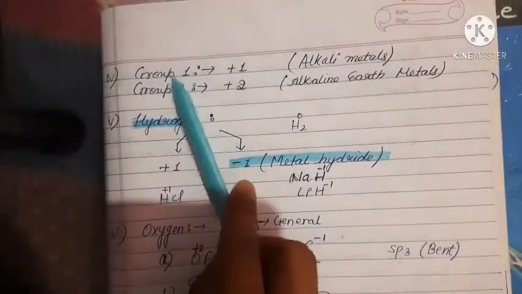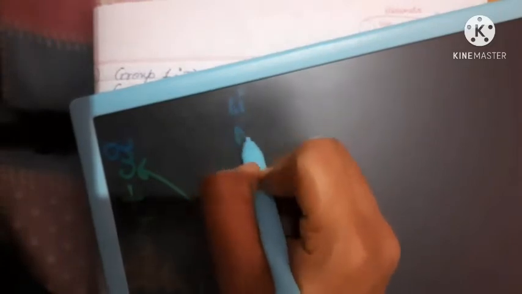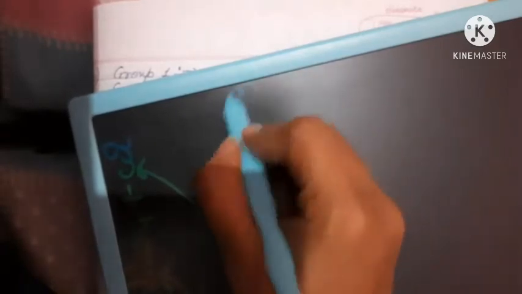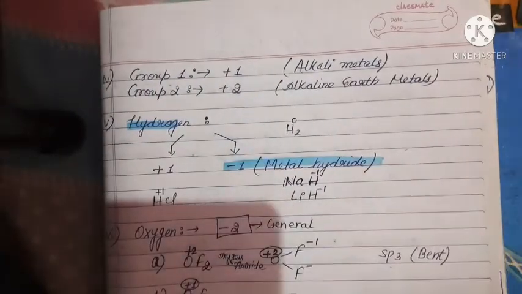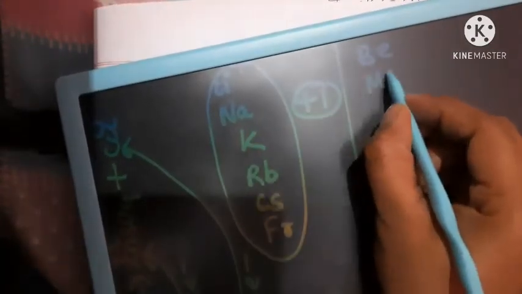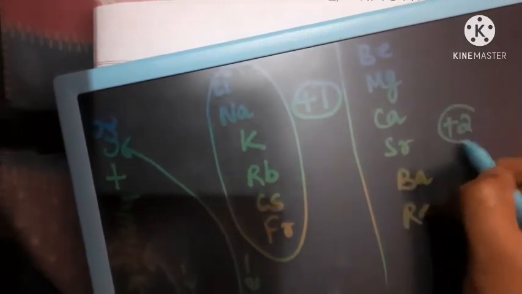Okay. Now group 1, like Na. So these all have oxidation number of plus 1. Okay. And group 2 has oxidation number of plus 2. And these all are having oxidation number of plus 2.